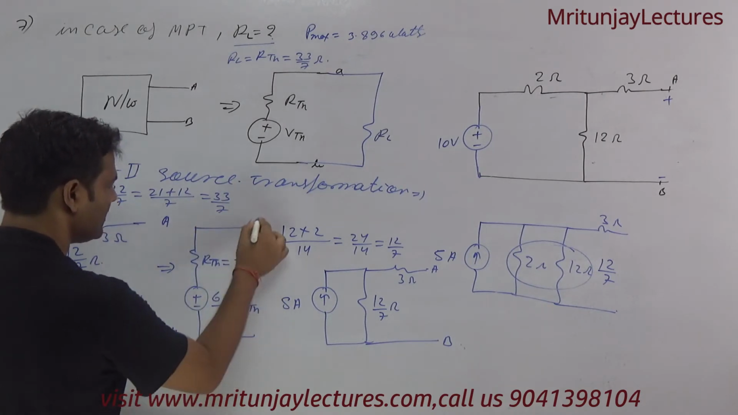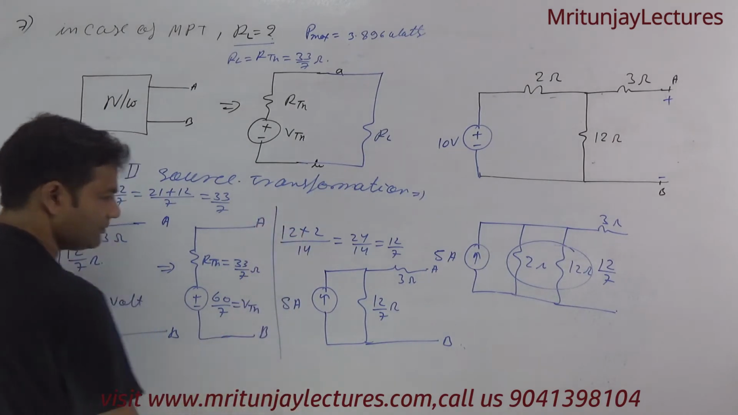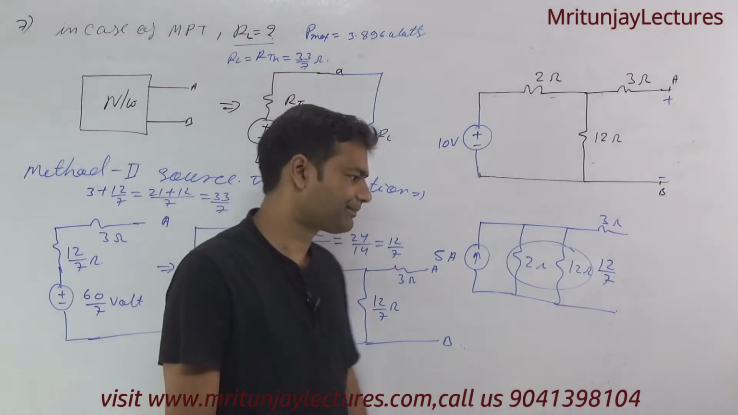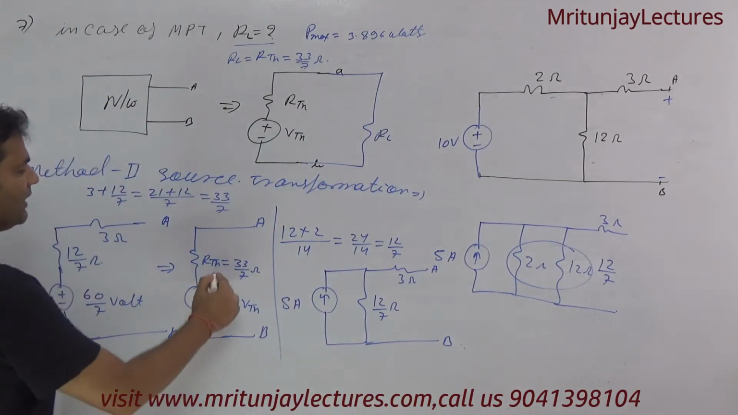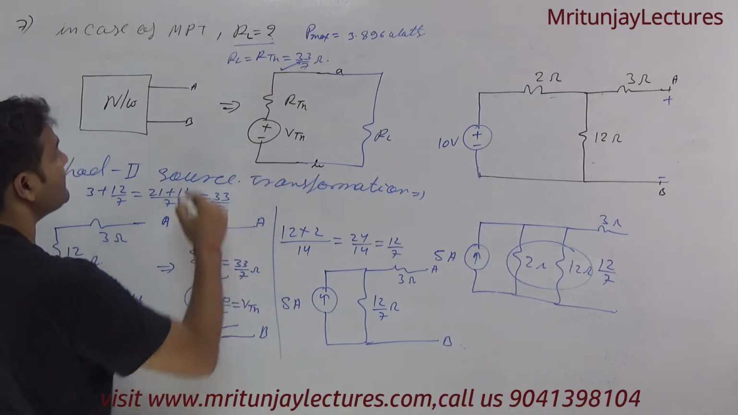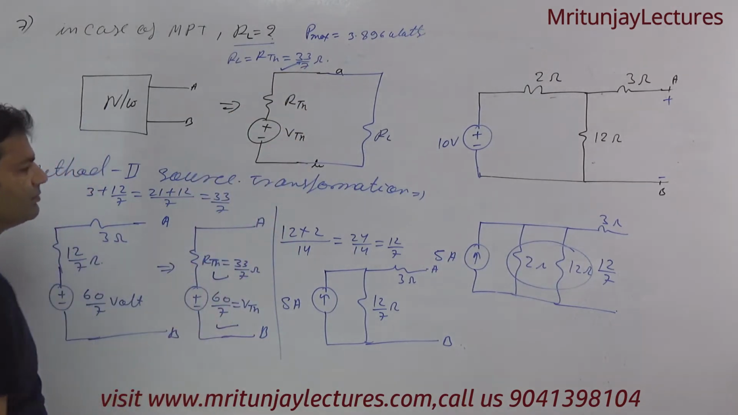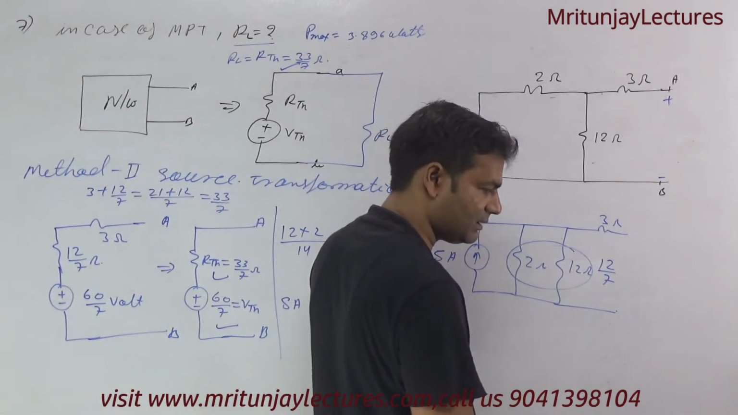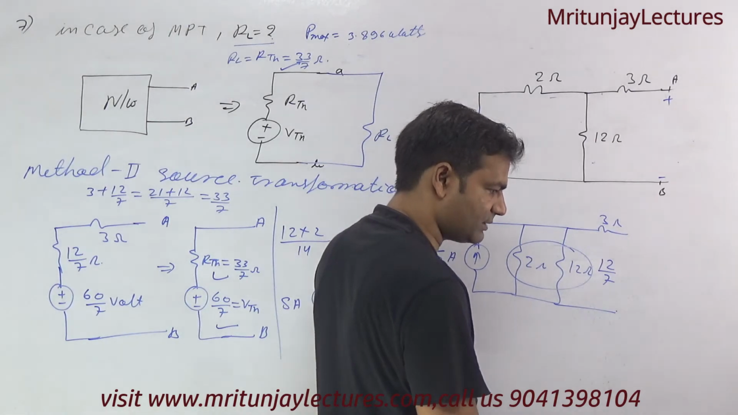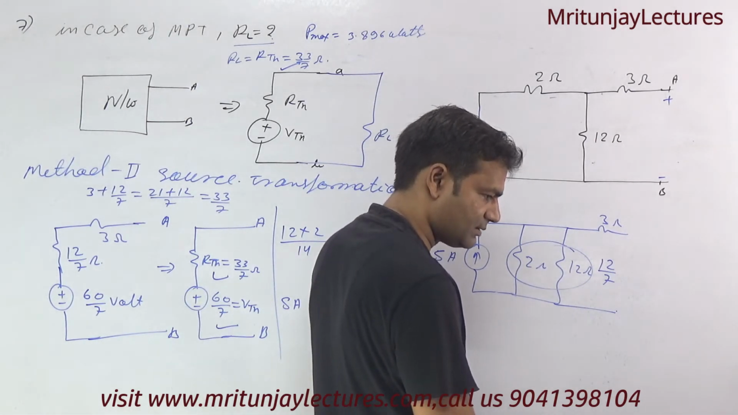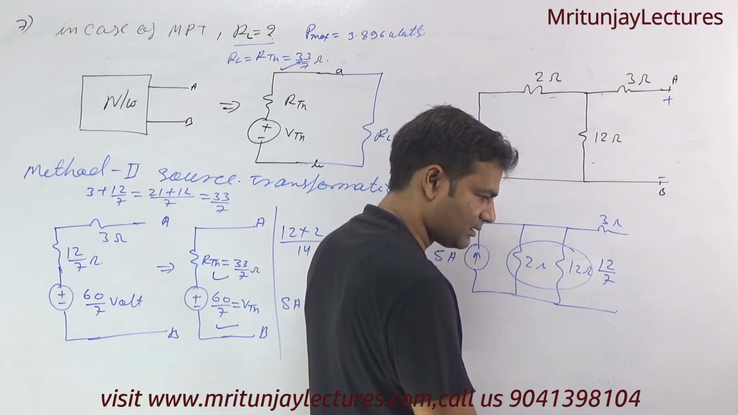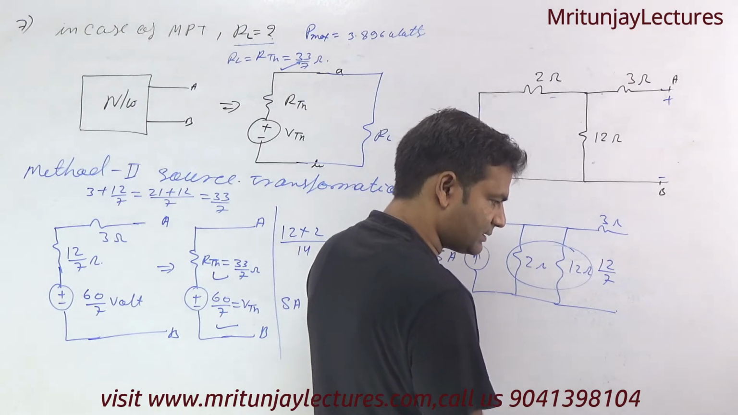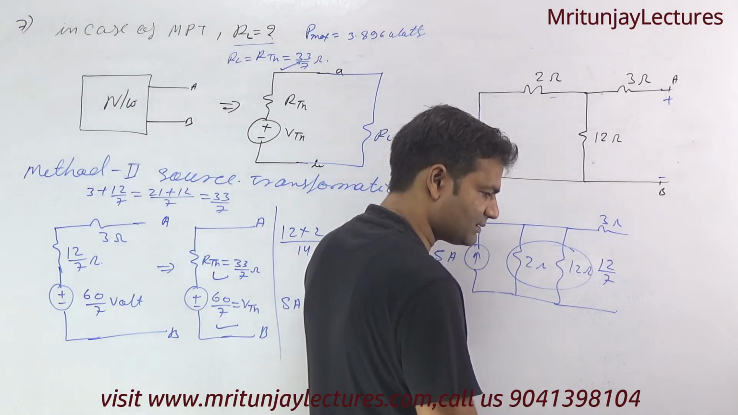Clear or not? Whether you follow source transformation or the conventional method, in both methods we got the same result. RTH is the same, and what about VTH? That is 60 by 7 volt. Clear or not? If you face any problem, then tell me, sir, I face a problem, and how can we resolve it. Okay, so now the next one. Is it clear? If you face any problem, then tell me, sir, I face a problem.